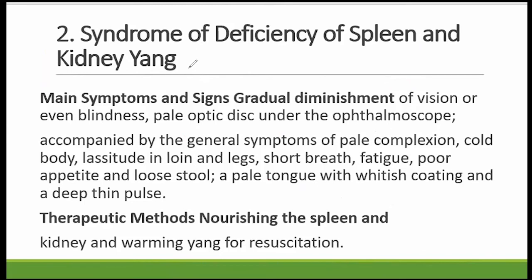Then we go to another pattern, still a deficiency pattern: the yang deficiency pattern. We say all of our body's yang is controlled by the spleen and the kidney, so we put them together here. Clinically, it's possible the patient has mainly spleen yang deficiency or mainly kidney yang deficiency, but we just put them together for simplicity.